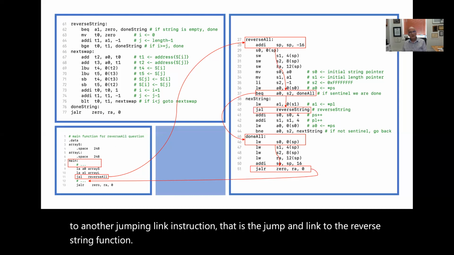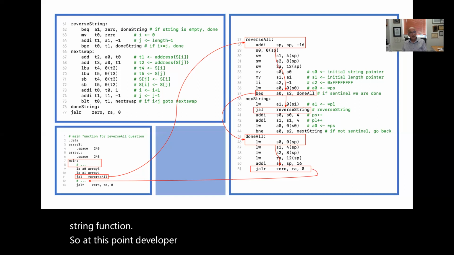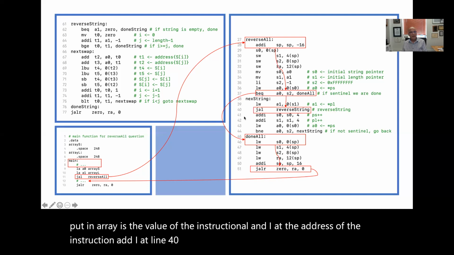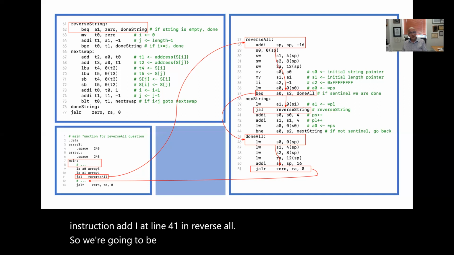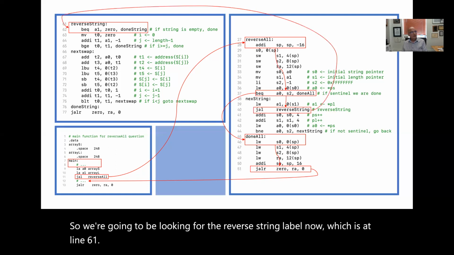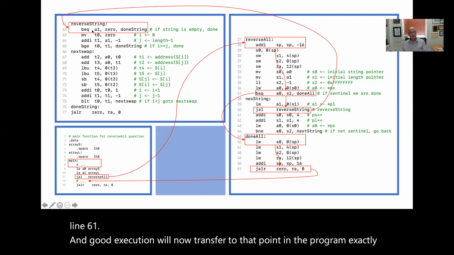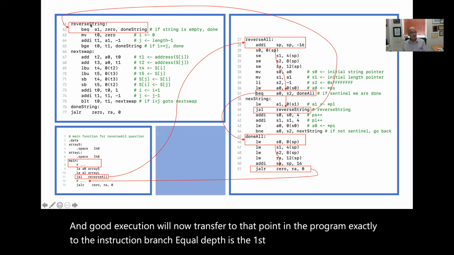So at this point, the value of ra would change, and the value that would be put in ra is the address of the instruction add I at line 41 in reverse all. So we're going to be looking for the reverse string label now, which is at line 61. And the execution will now transfer to that point in the program, exactly to the instruction branch equal, that is the first instruction after the reverse string label.